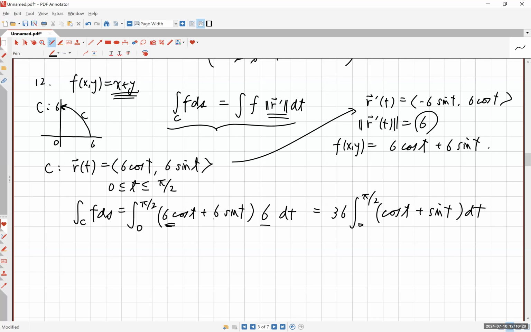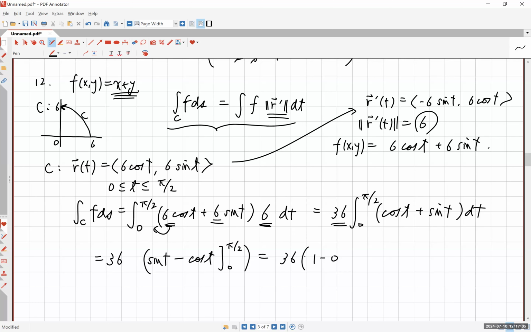All right, so I factored out these two sixes. 6 times 6 is 36. I took it outside of the integral sign, and this is what you get. All right, so what's the antiderivative of cosine? That's sine. And the antiderivative of sine is cosine, right? Whoops, that's not it. That's negative cosine. All right, so then you go from 0 to pi over 2, 36. All right, so what's the sine of pi over 2? 1.